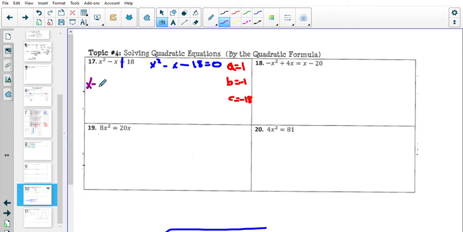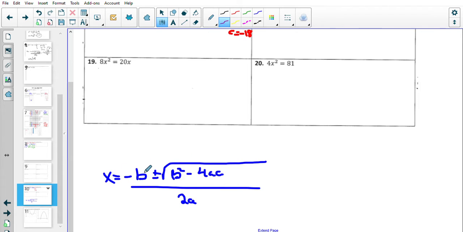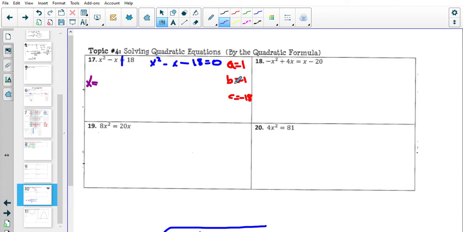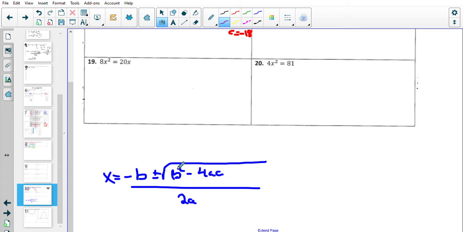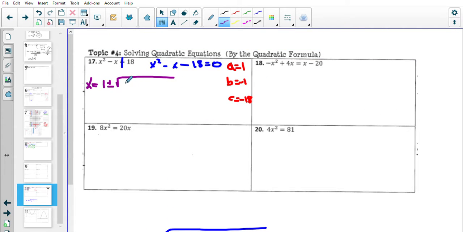So we have x equals, the first one says negative b, which is the opposite of what I have here, so that gives me a positive 1. Then I have a plus and minus sign, a square root, and then inside I have b squared, so I'm going to do negative 1 squared, but I'm going to put it in parentheses, minus 4 times my value of a, which is 1, times my value of c, which is negative 18. And then I'm going to divide the entire thing by 2 times a, which is 1.